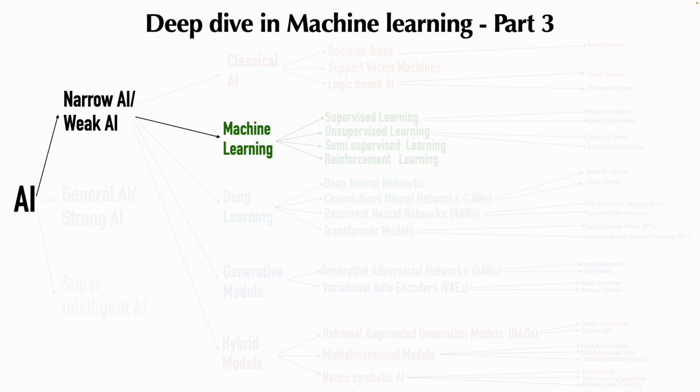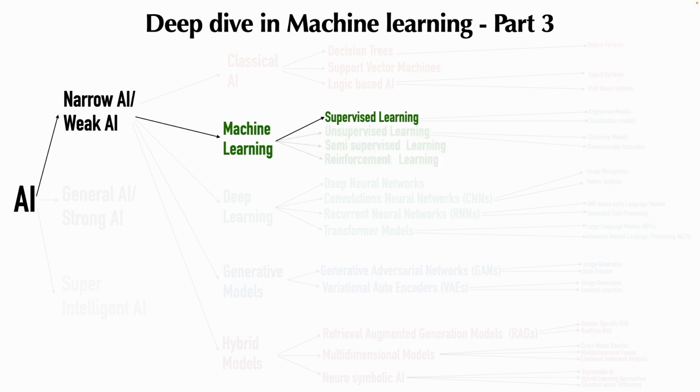Broadly speaking, machine learning can be categorized into four types: supervised learning, unsupervised learning, semi-supervised learning, and reinforced learning, also called reinforcement learning. We will start with the first and probably the simplest type, that is supervised learning.